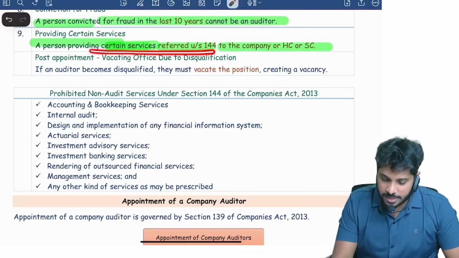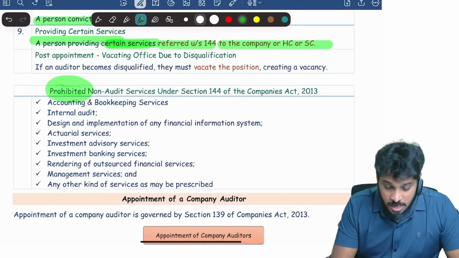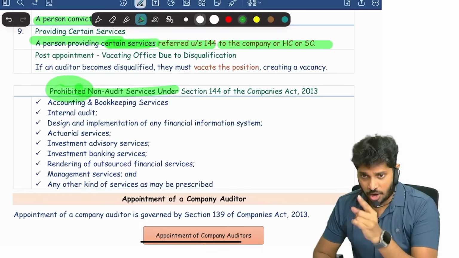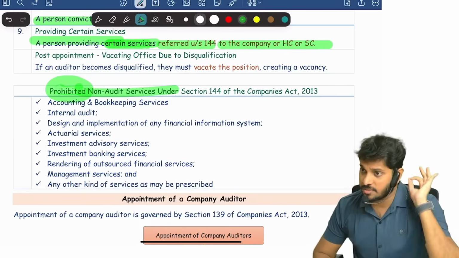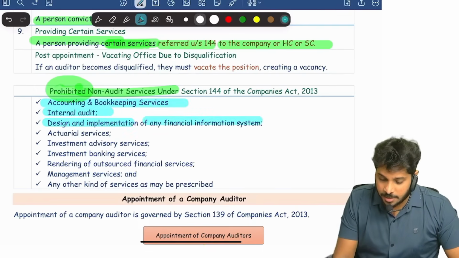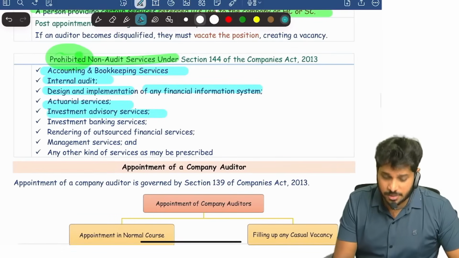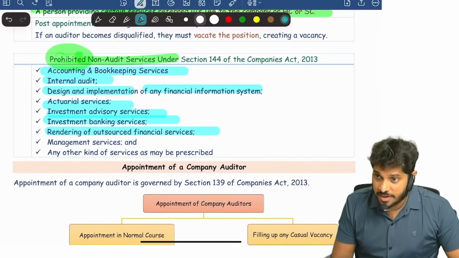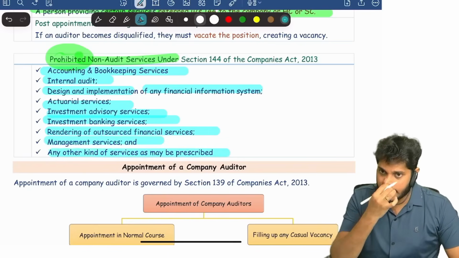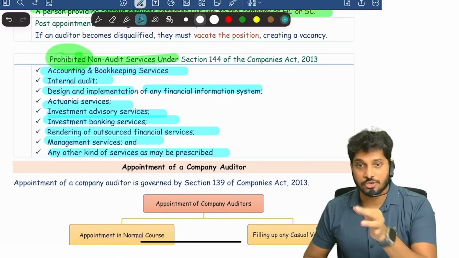If a person is providing services prescribed under 144, what are they? They are talking about prohibited, non-audit services. If you want to act as an auditor of a company, you are prohibited from providing these services. What are the prohibited services? Accounting and bookkeeping, internal audit, design and implementation of financial information system, actuarial services, investment advisory, investment banking, rendering of outsourced financial services, management services, and any other kind of service as may be prescribed. These are all services which are prohibited for a chartered accountant to provide to the company.